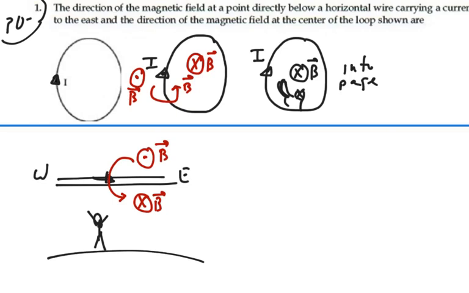Well, since west is to the left and east is to the right, then into the page is actually north, and out of the page is actually south as we're looking at it, since we're facing north in this case. So in this case, the magnetic field directly below this wire would be going north. So that's our answer.